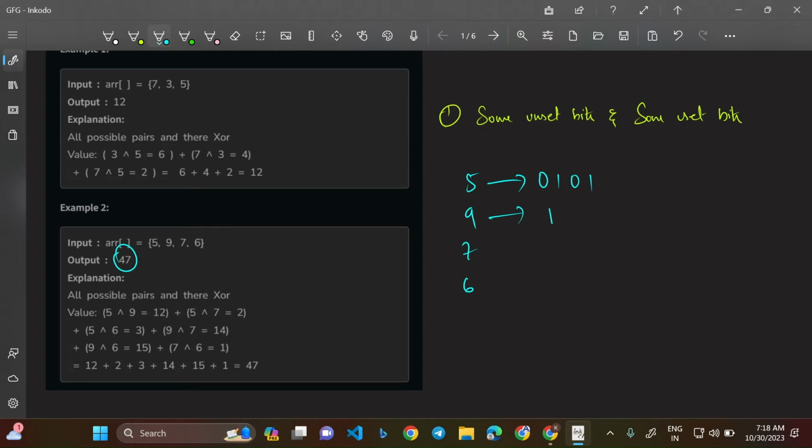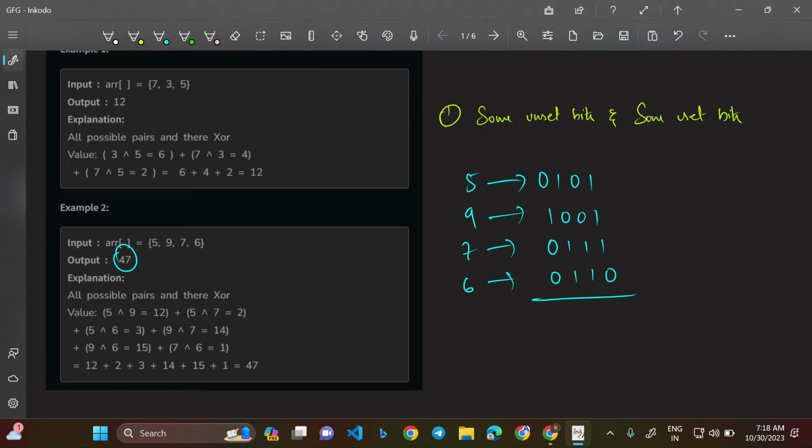What's the representation of 9? 1 0 0 1. What's the representation of 7? That is 0 1 1 1. What's the representation of 6? 0 1 1 0. Now we have listed out all the binary representations possible.